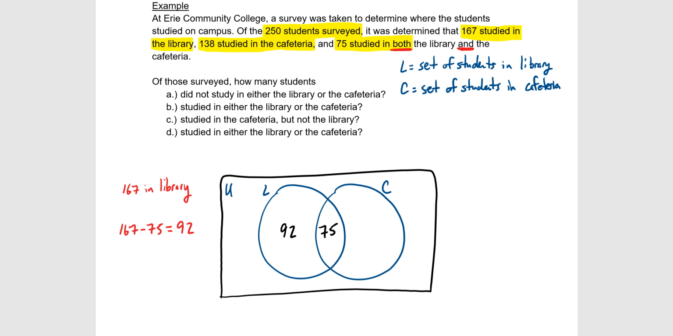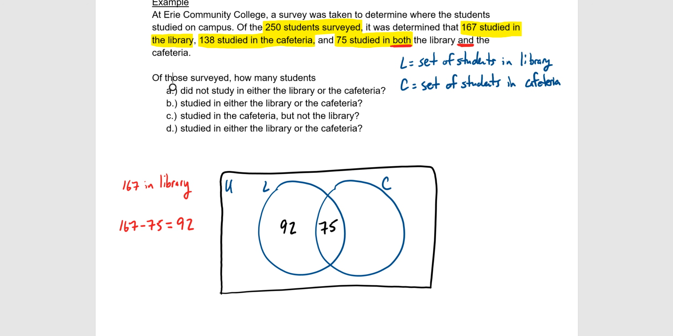Okay, so now we're going to do the same thing for the cafeteria. Based on the survey, 138 were in the cafeteria. So that means this whole entire circle has to add up to 138. We already have 75 in there, so to find the remainder, we have to subtract once again. So it's going to be 138 minus the 75. That's going to give us 63. So that's going to be 63 studied only in the cafeteria.